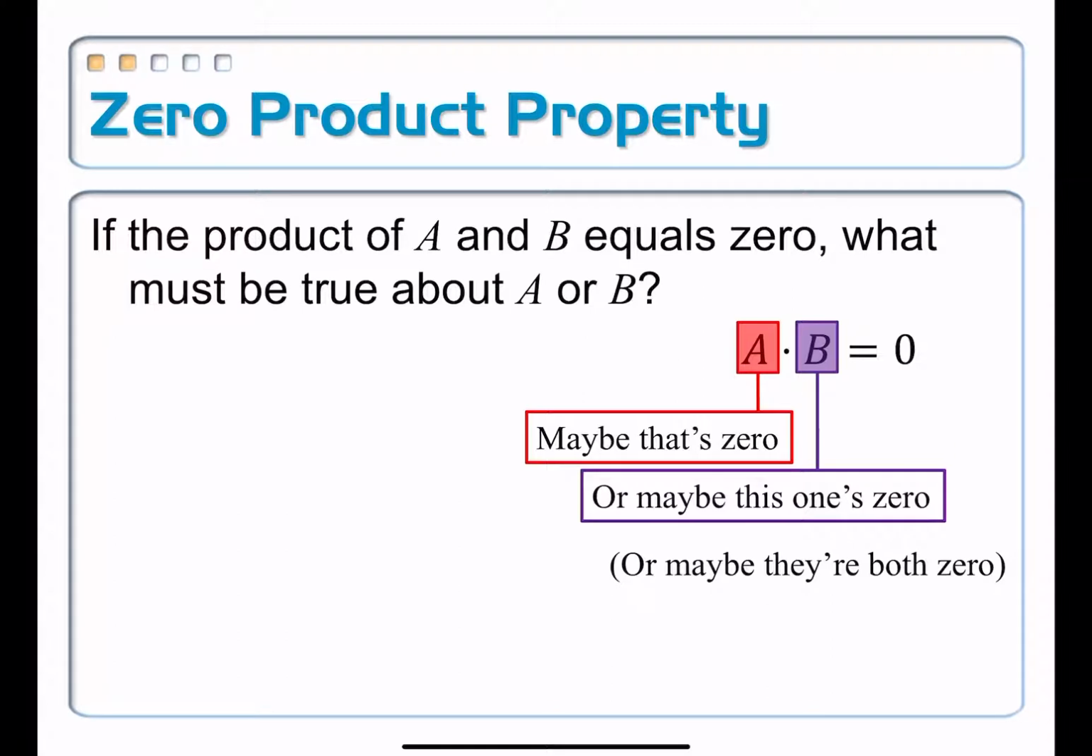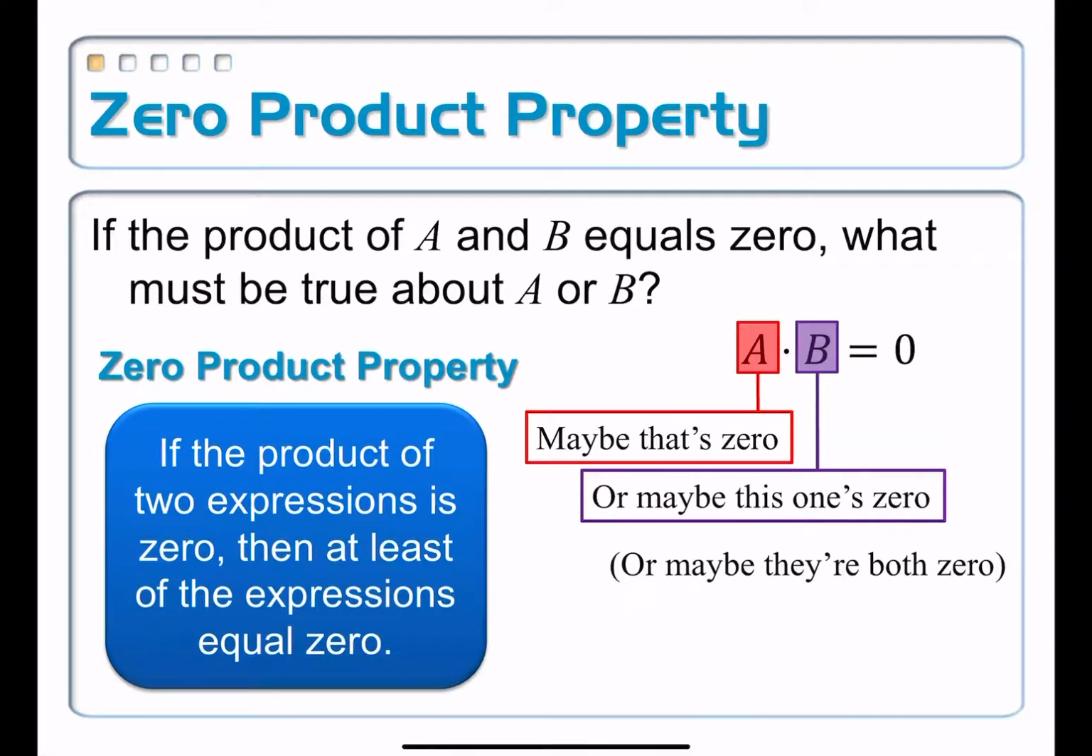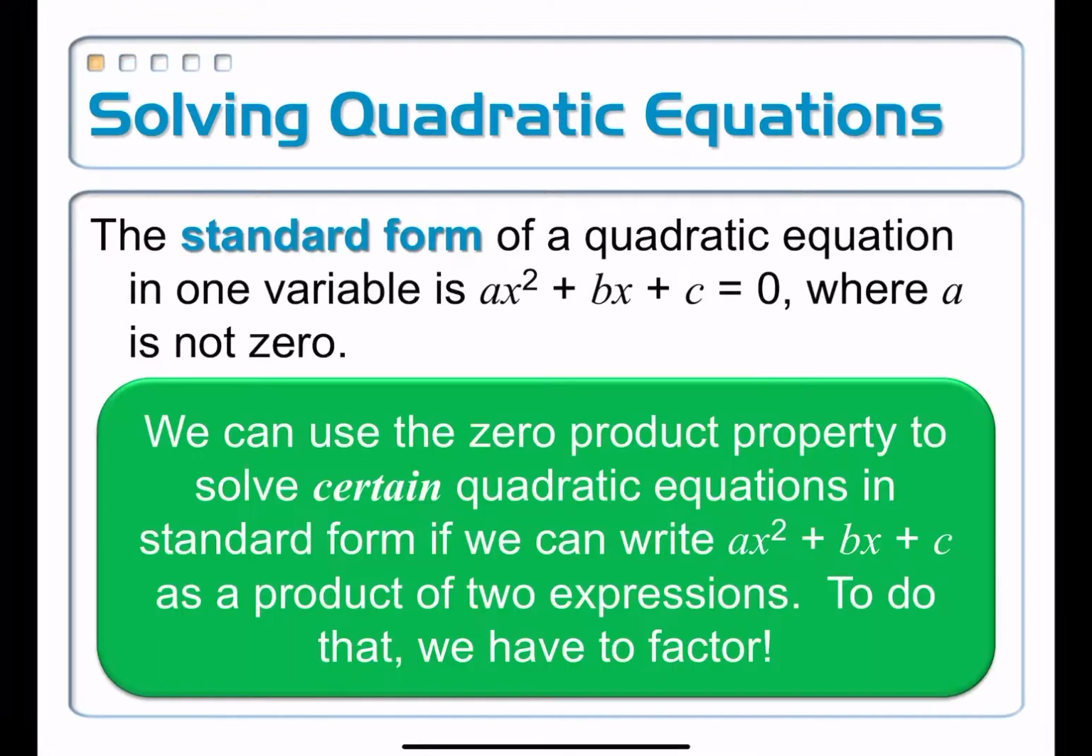So the idea is to take the quadratic portion of our equation, and it becomes this A times B once I factor it. And I set both of those factors equal to zero in order to solve that quadratic equation. So if the product of two expressions is zero, at least one of those things has to be zero. It's possible that it's both. That's the main idea here. We'll see this in practice in a moment.